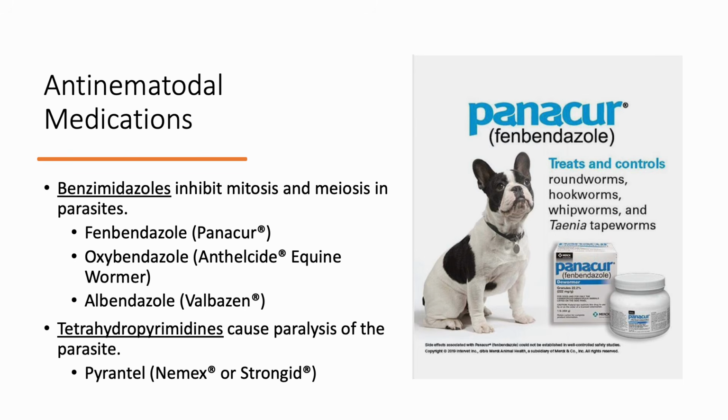Another class that is commonly used for nematodes are the tetrahydropyrimidines, and the drug in this family is pyrantel. The brand names we see frequently are Nemex or Strongid, and pyrantel is started in puppies at different ages based on the region and the protocol, but potentially as early as 2 weeks of age. And then they are dewormed every 2 weeks until they've had multiple treatments. And again, these deworming protocols vary clinic to clinic and region to region, but it often is given every 2 weeks to puppies pretty young.